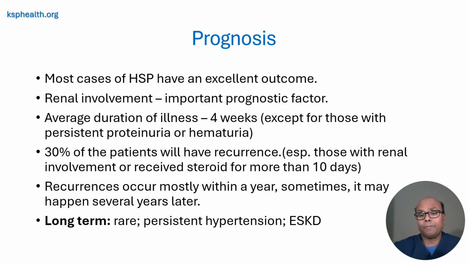Most cases of HSP have an excellent outcome. Renal involvement is an important prognostic factor. The average duration of the illness is short, except for those with persistent proteinuria or hematuria. 30% of the patients will have recurrence, especially those with renal involvement or who received steroid for more than 10 days. Recurrences occur mostly within a year. Sometimes it may happen several years later. The long-term consequences are rare, except for those who had renal involvement with persistent hypertension and end-stage kidney disease.